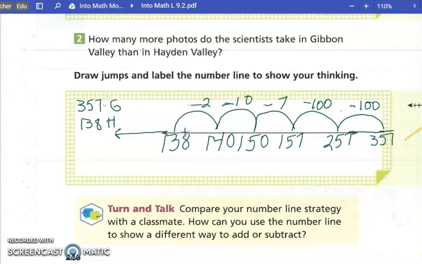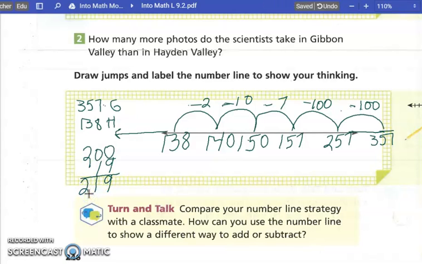Now, how are we going to figure out how much we took away? We could add up what we put above here, can't we? 100 plus 100 is 200. 7 plus 10 is 17, plus 2 more is 19. Okay, then we're going to add that up to get our number. Yes, you should be doing this on your paper.